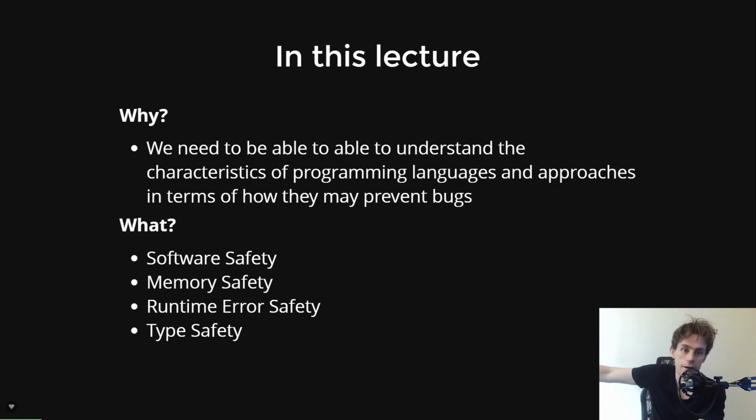You're going to do Java soon. You'll probably learn other languages throughout your course. Either you'll be taught them or you'll be expected to teach yourself. However, the key thing we're talking about today is the different characteristics of programming languages in terms of software safety. This is the safety that the software provides, right? What is software safety? Well, we're going to talk about that. In general, we're going to talk about software safety, memory safety, runtime error safety, and type safety.